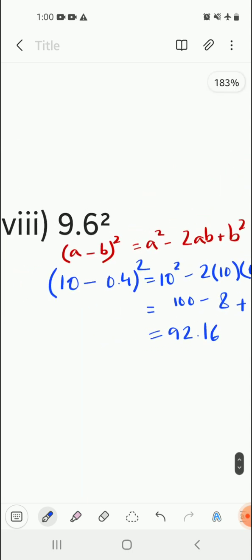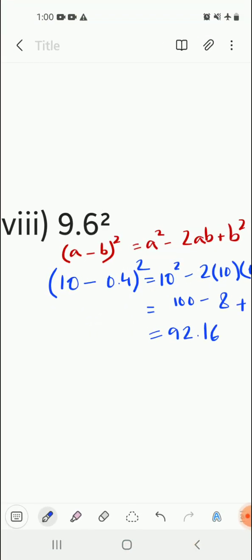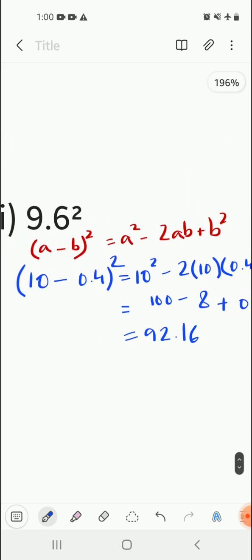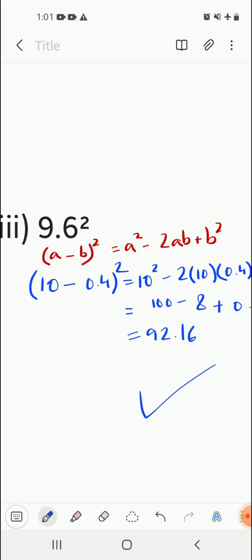Check the answer. See, 9.6 square is 92.16. So this answer is correct.